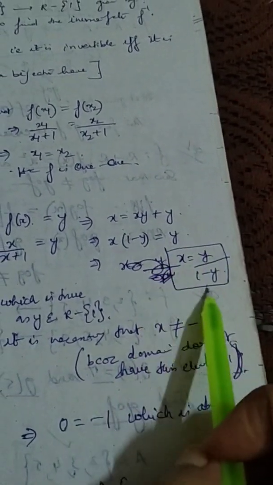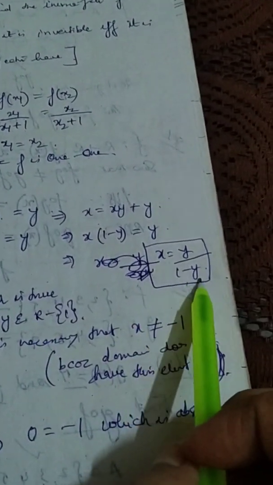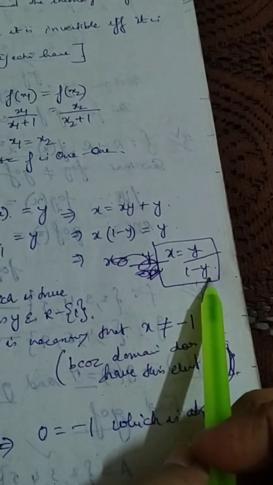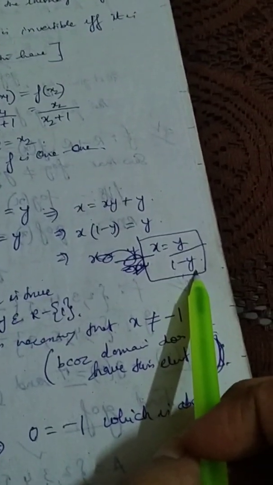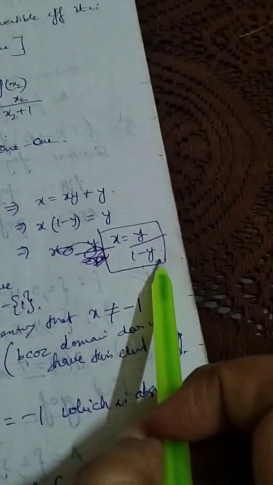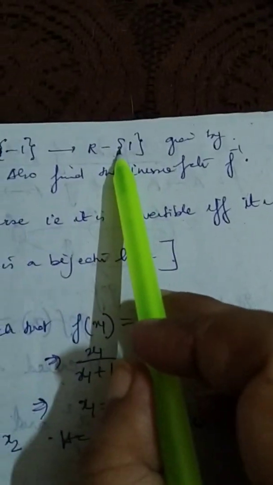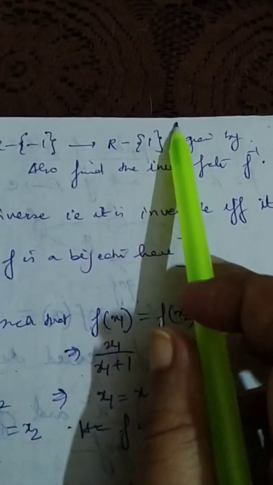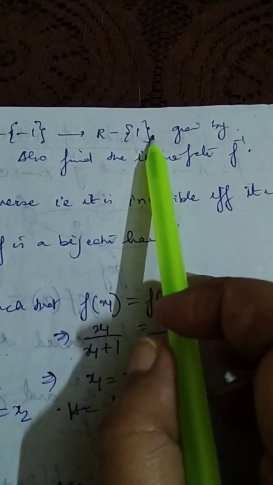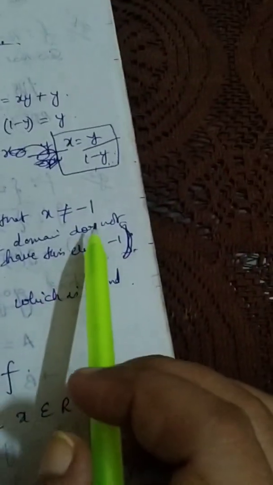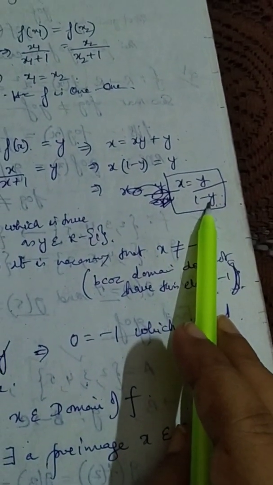So this value of x is a real number and it will exist provided 1 minus y is not 0, that is the denominator is not 0. In other words, provided y is not equal to 1. And definitely y is not equal to 1. Why? Because the set which we are saying is the codomain does not contain 1 according to the given question. So definitely this x will exist, because y can never take up the value 1.